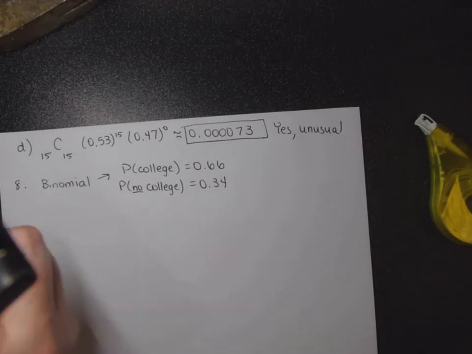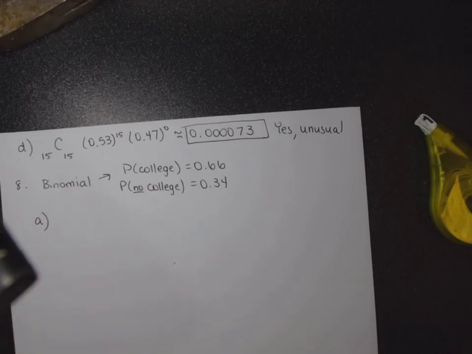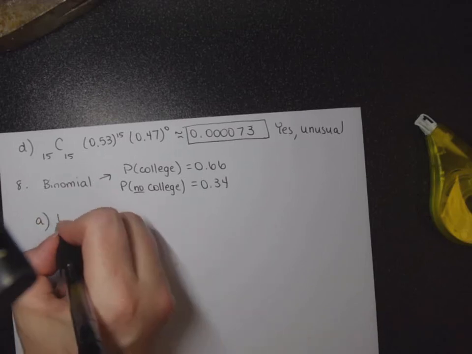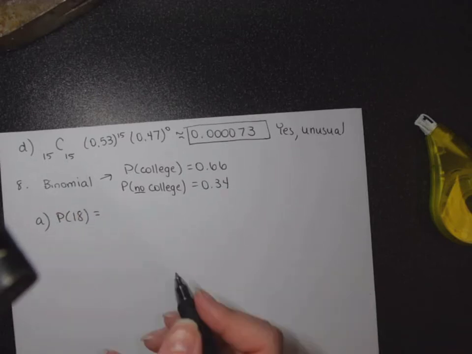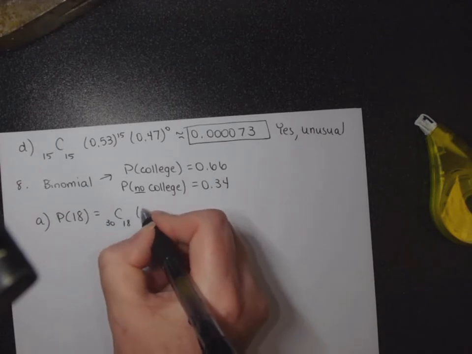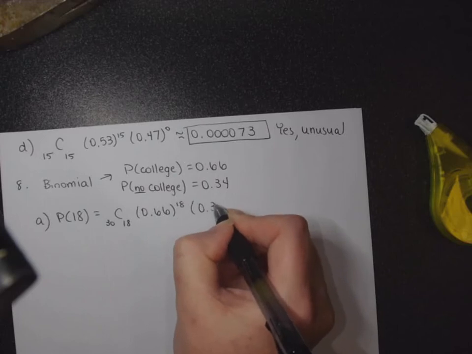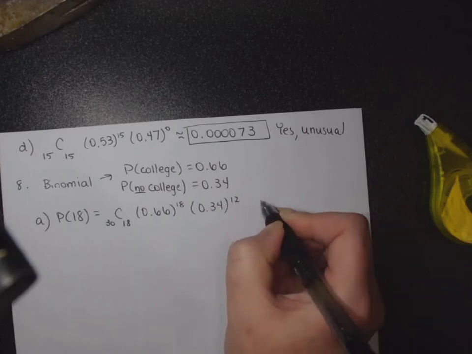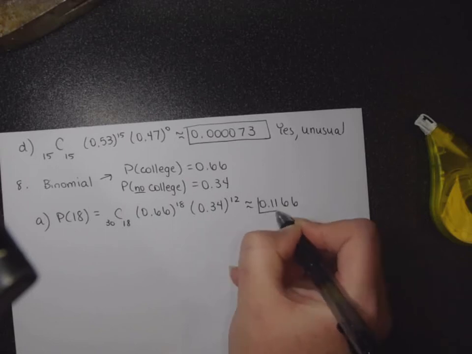And they did 30 samples. I was really kind of unkind to you on some of these. You might just have to fast track some of these and maybe not work all of them out. The probability of 18 would be out of 30, choose 18. There are 18 that went to college, so by default there must be 12 that didn't. If you work that out on your calculator, you get 0.1166.